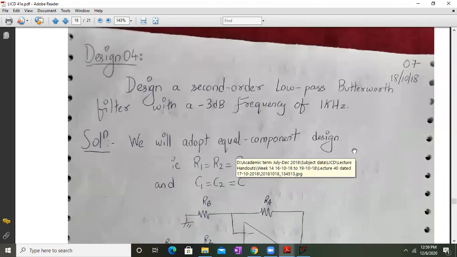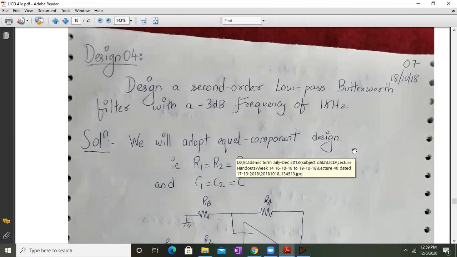So we are free to choose any design. Normally equal component design is easier to do, so we'll adopt that approach. If the design technique is not mentioned, we can go for an equal component design. If the design technique is mentioned, that you have to do it with a unity gain design, then you have to follow that approach.